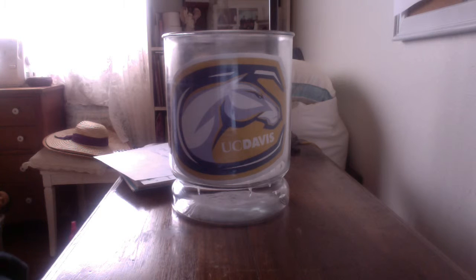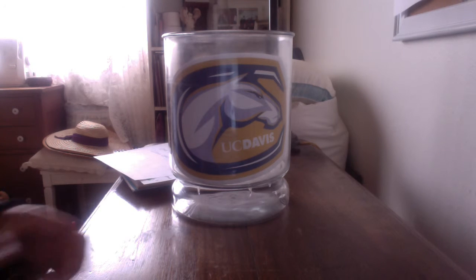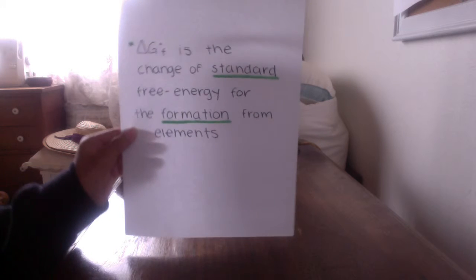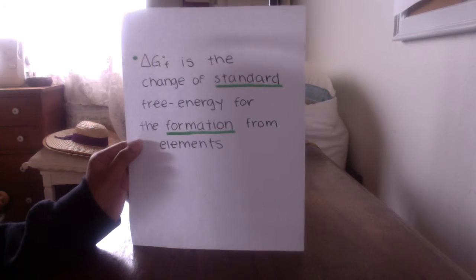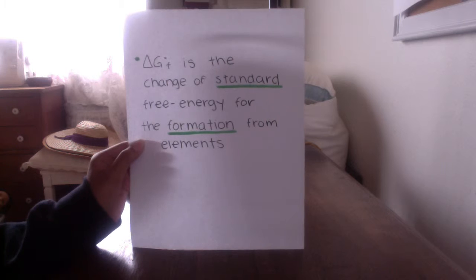We will also need to know what the delta G of formation is. So delta G of formation is the change of standard free energy for the formation from elements, and standard conditions apply here too.